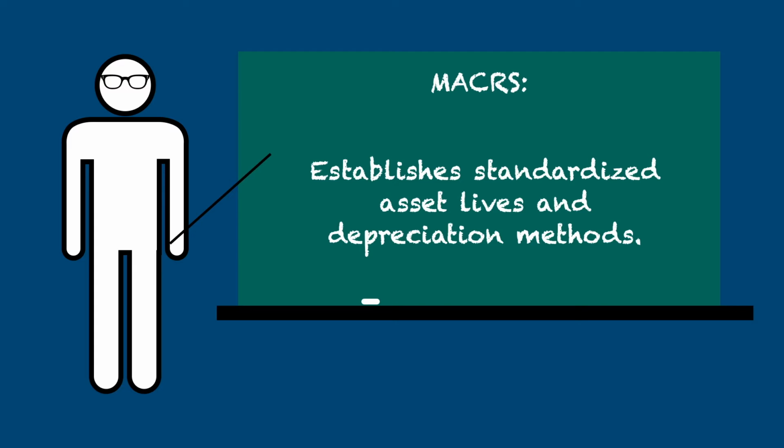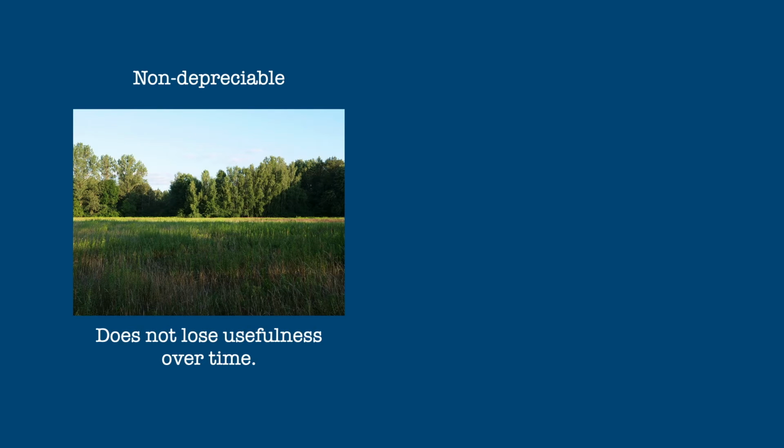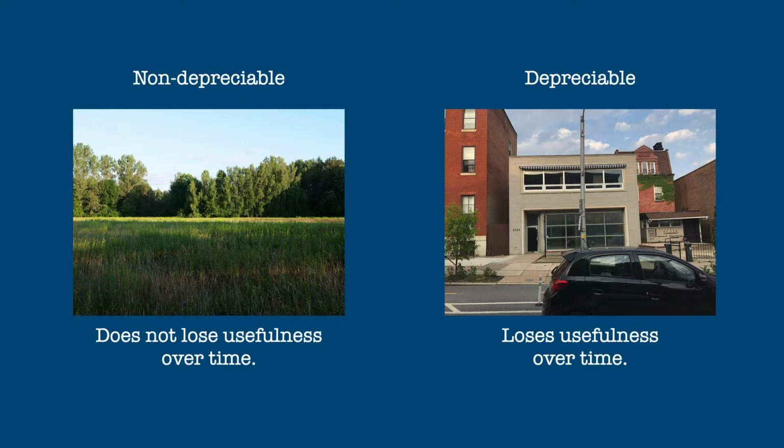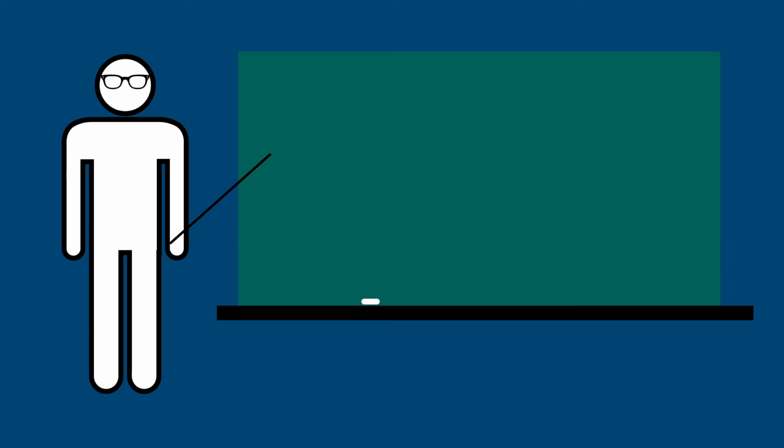Depreciation only applies to assets that lose usefulness over time. The only asset that doesn't lose usefulness over time is land, so land is never subject to depreciation. Notice I said lose usefulness and not value. Especially with regard to buildings, it's very possible for a building to increase in value but lose usefulness as it ages. That is why we depreciate buildings. So let's see how depreciating a building works.